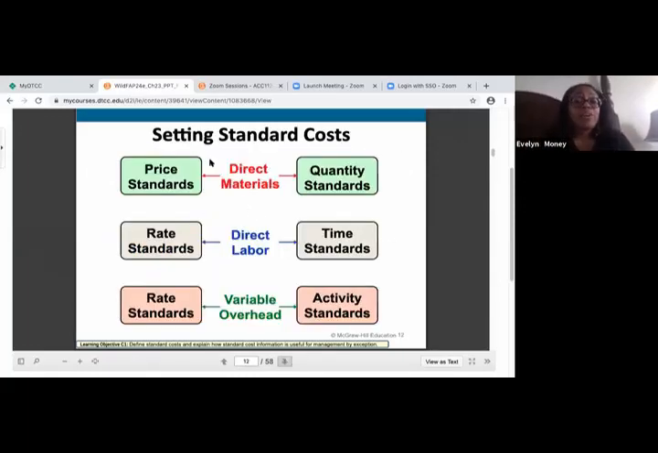So with materials, we have standards for price and we have standards for quantity. Labor, we have standards for, again, price, but really it's the rate or the hourly wage that we pay. And then we have time standards in terms of how long it should take our employees to finish the job. And then we have standards for variable overhead, again, in terms of that predetermined overhead rate. And then the activity, it could be direct labor hours, it could be the number of units produced. It just depends on how we calculate that predetermined overhead rate.